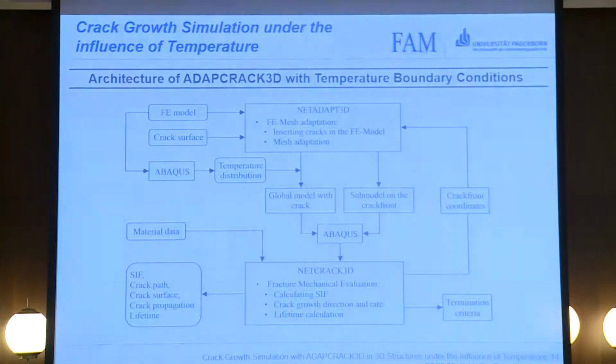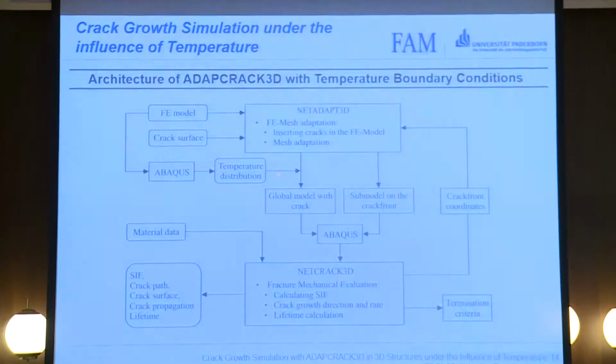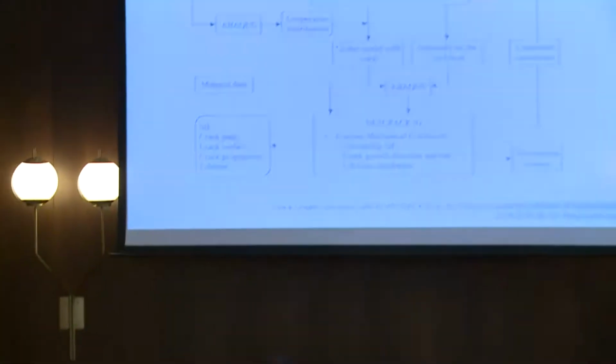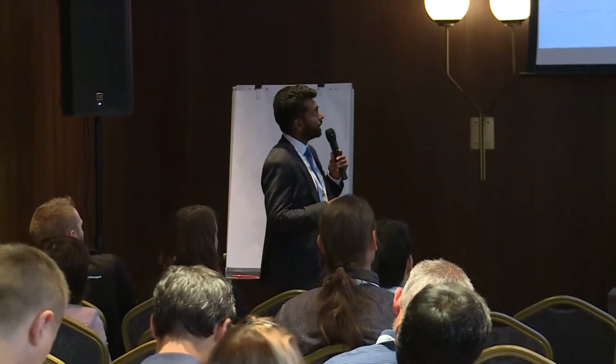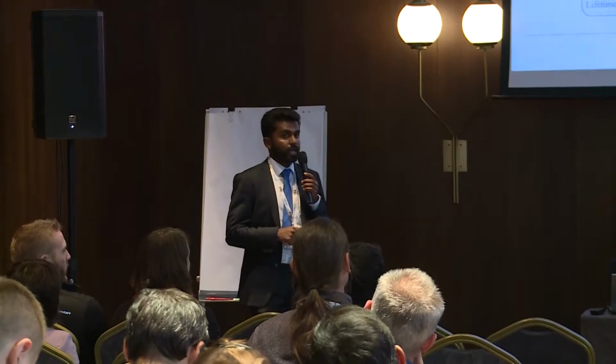The user-given model will be simulated in Abaqus in the beginning before sending it to ADAPCRACK3D, and we will get the temperature distribution on all the nodes. So that is the result which comes from Abaqus. That will be returned to the global model which ADAPCRACK3D writes, or creates, in every step. And this pre-simulation is carried out only once.